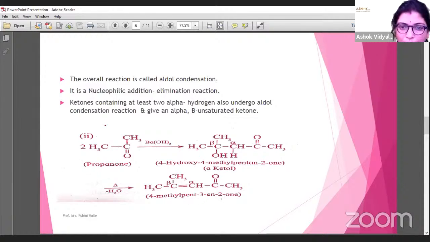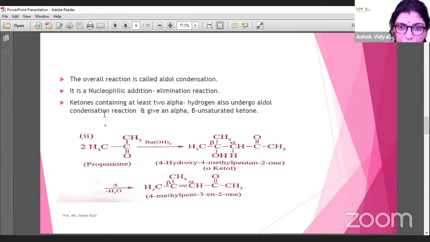pent-3-en-2-one. This is 4-methyl, 1 2 3 4. This CH3 is attached to the 4th carbon atom, that is the beta carbon atom, and 3-en, this is 1 2 3. 3-en means having a double bond. This is an unsaturated ketone, and 2-one means ketone group. This is the aldol condensation reaction.